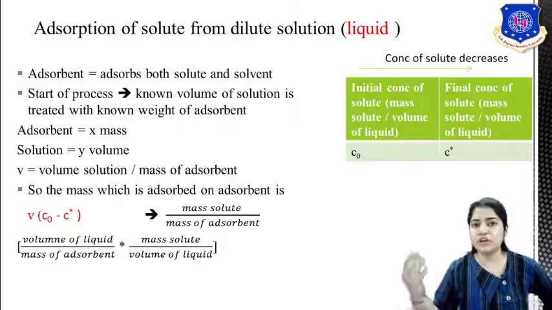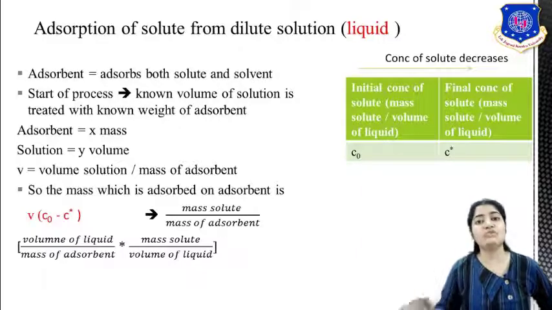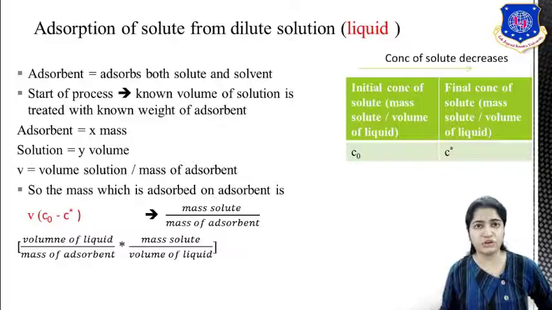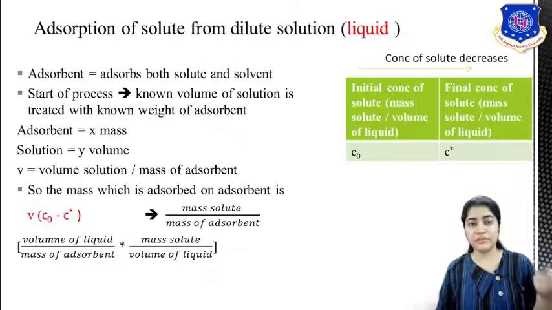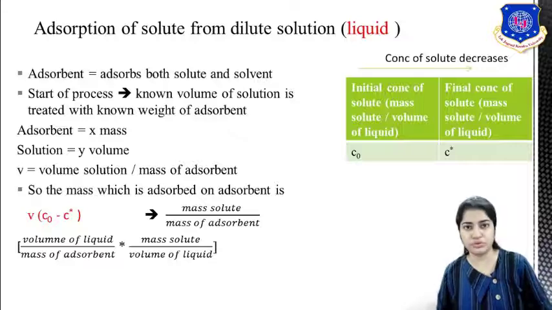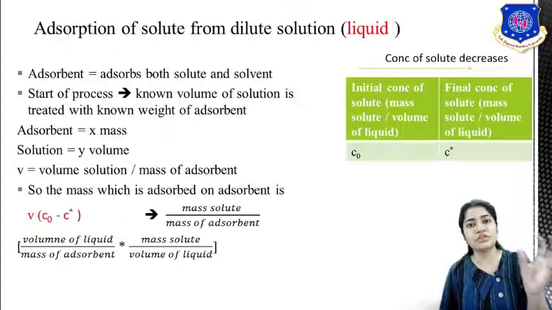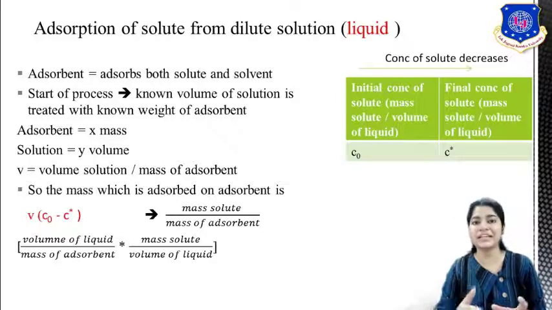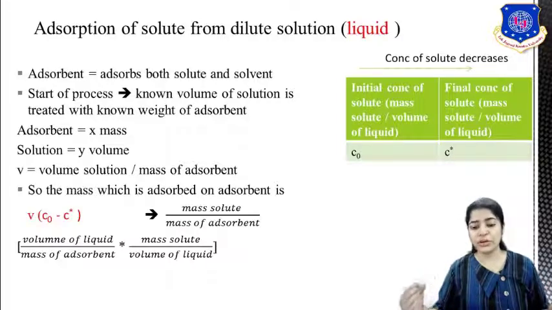So suppose the amount of adsorbent you have taken has weight x. The unit is in terms of mass, it might be gram, kg, right? And the solution which you are taking has volume Y, liter or ml, right? Now what is V here? V is your volume of solution per mass of adsorbent. For that much mass of adsorbent, how much solution is being treated? So V is that factor, volume of solution upon mass of adsorbent.